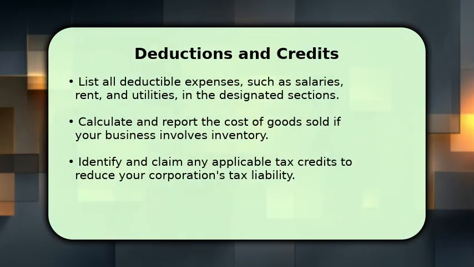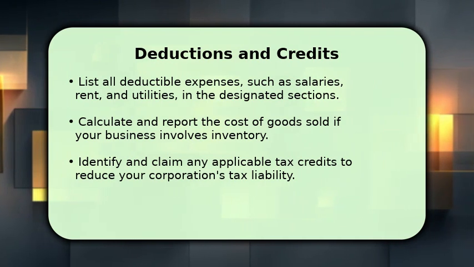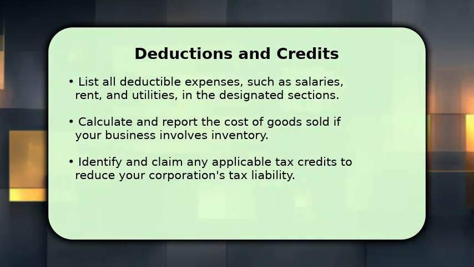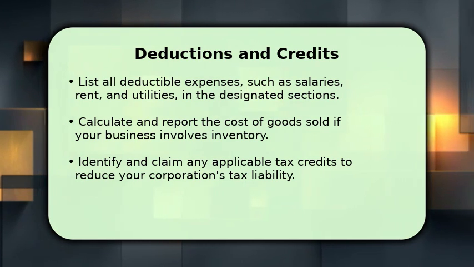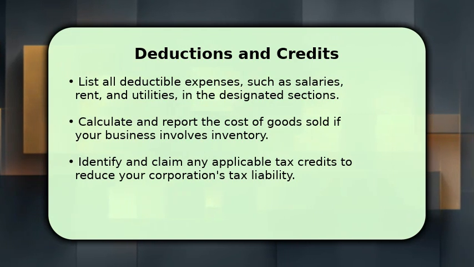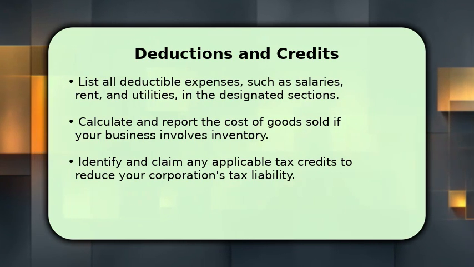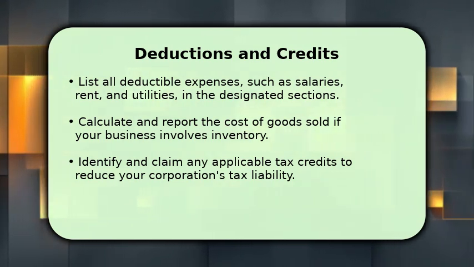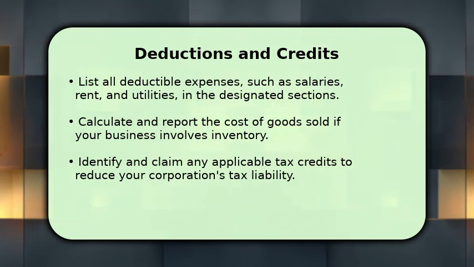Next, we'll tackle deductions. You'll itemize all your business expenses, including salaries paid to officers, rent, and utilities. If your business sells products, accurately calculate and report your cost of goods sold. Also, be sure to identify and claim any tax credits your S corporation is eligible for, as these can significantly reduce your overall tax burden.